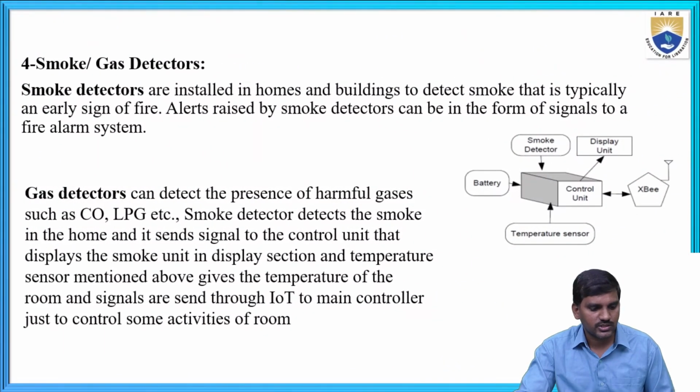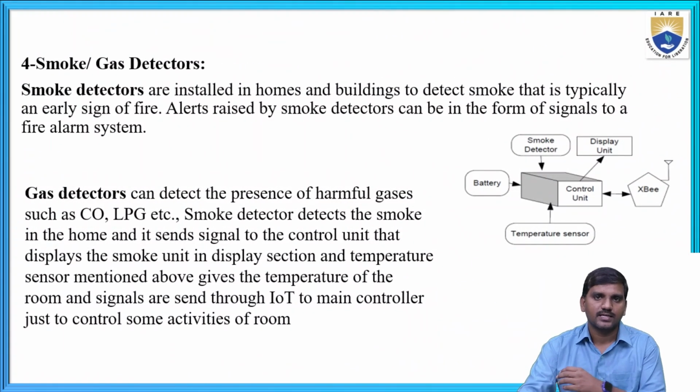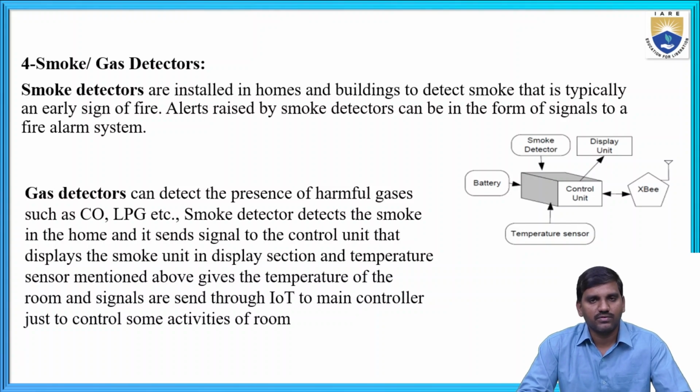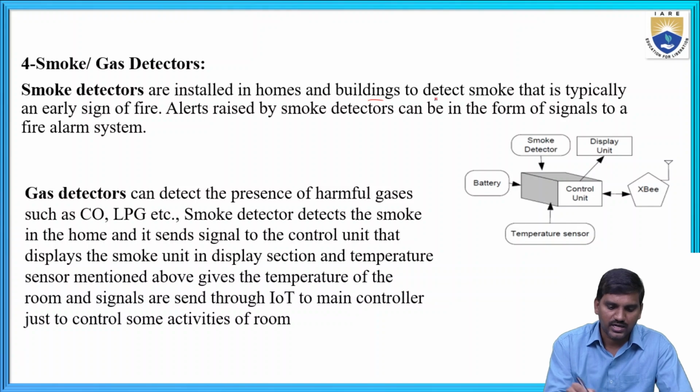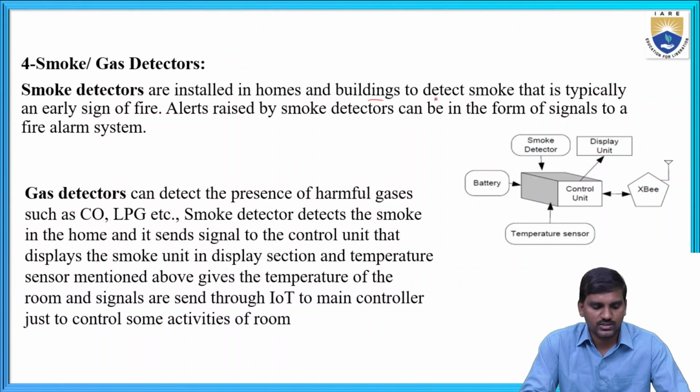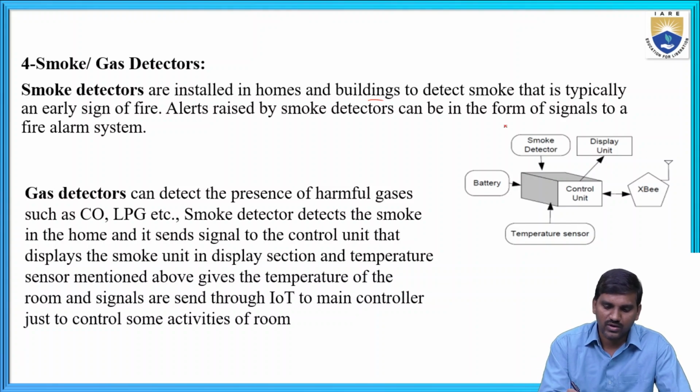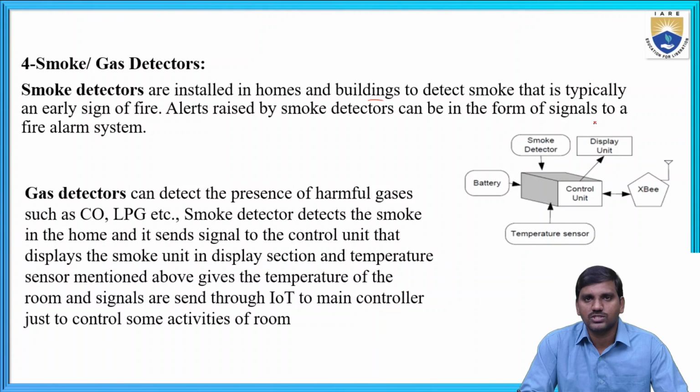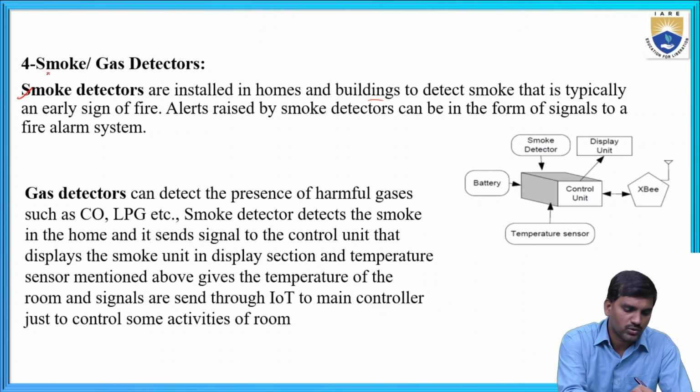And the next one, the smoke or gas detector. Every home has a gas cylinder, so any leakage in the gas cylinder can be detected by the gas detector system. Smoke detectors are installed in homes and buildings to detect smoke, which is typically an early sign of fire. Alerts raised by smoke detectors can be in the form of signals to a fire alarm system. So this is about smoke detectors.